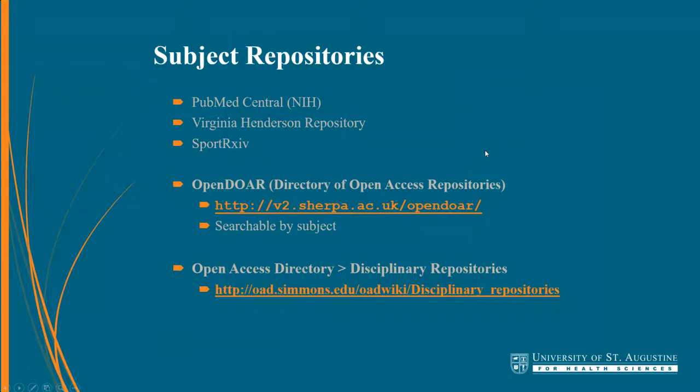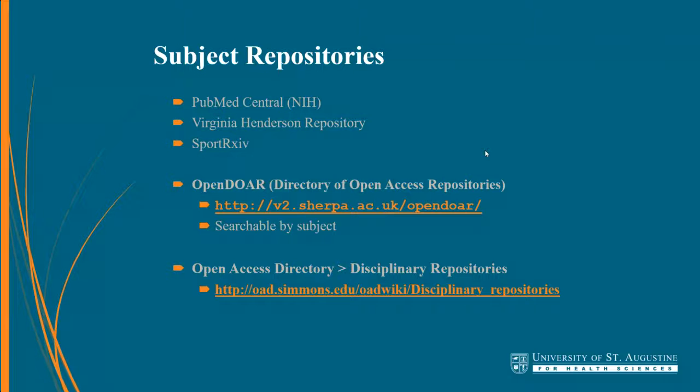I mentioned a couple of subject repositories. I think the most common ones for our purposes are PubMed Central, which I mentioned before, the Virginia Henderson repository, which is a dedicated nursing subject repository, and SportRxiv, which is sort of a cross between sports and sports medicine. So some rehabilitative stuff, but particularly with a sport focus, are some of the subject repositories that I've turned up in my searches. There are a couple of directories online where if you're looking for a subject repository, you can go in and search them by subject.